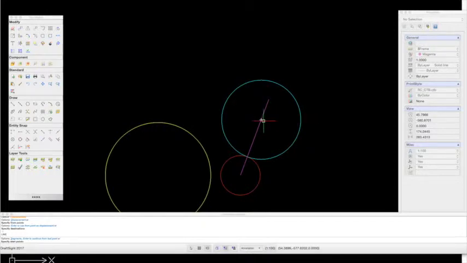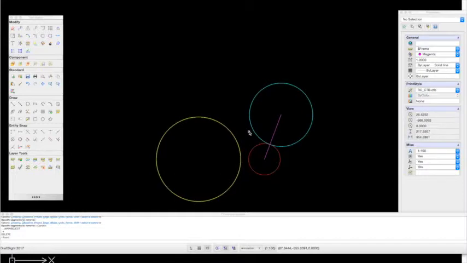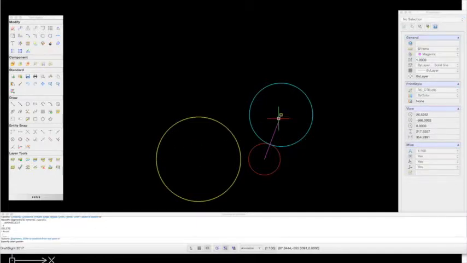Now what we need to do is draw a line from the center and trim it. Now this line joins the two centers of the circles. Now we need to do the same thing with A and B. Now how do we do that? This is the center of B, this is the center of A.